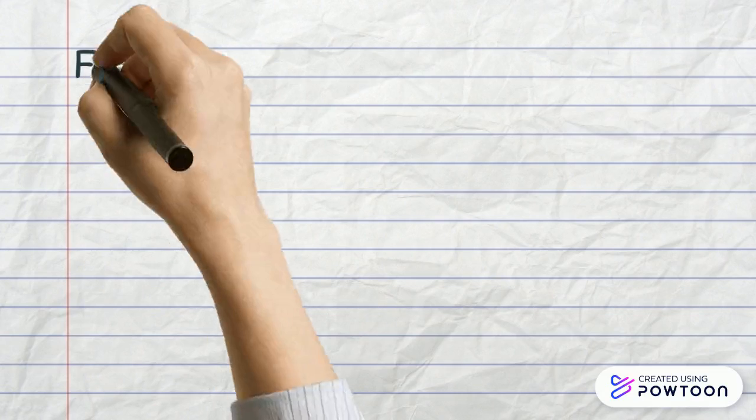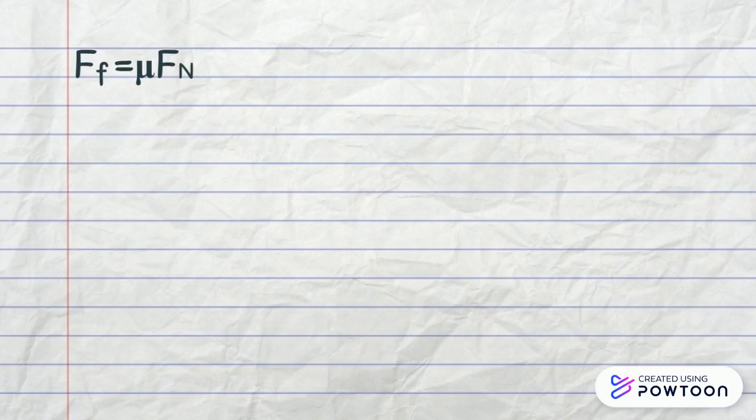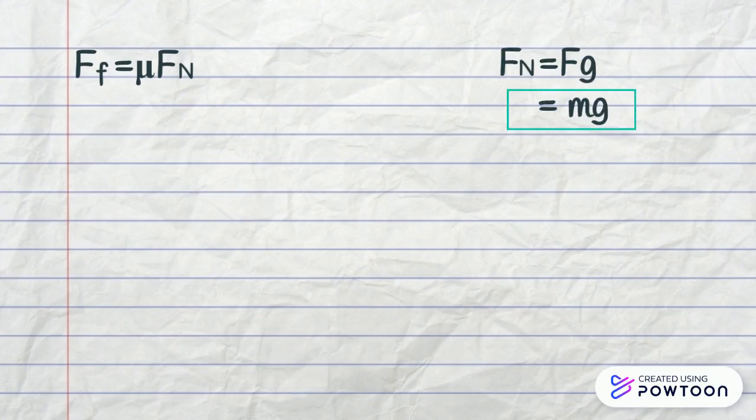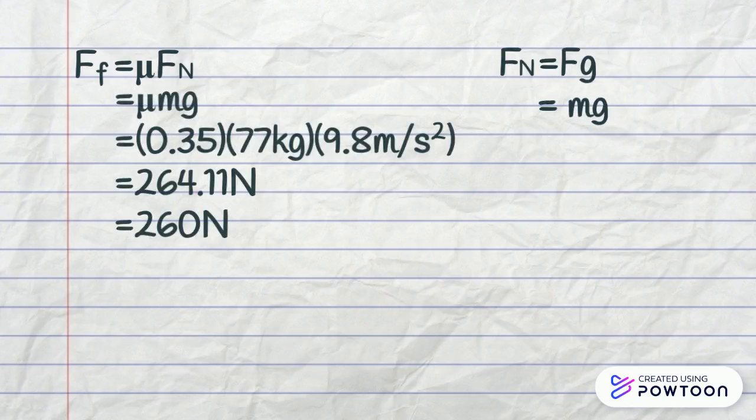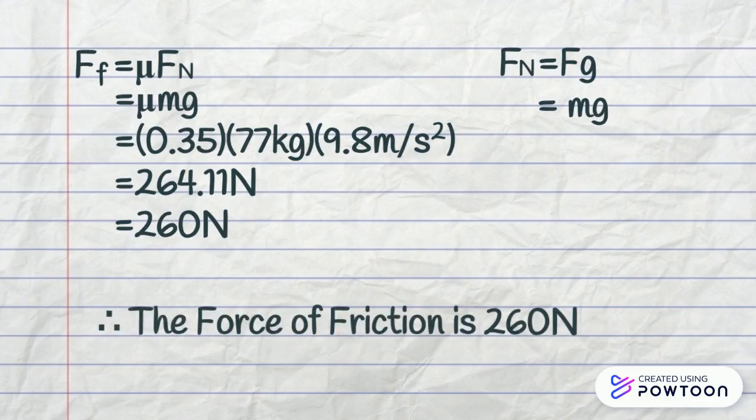To find the force of friction, we can use the force of friction formula, since we know what the coefficient of friction is. In addition, like I said before, the force normal equals the force of gravity, which also equals mass times gravity. Now that we have everything to find the force of friction, we can sub in the values and solve. Remember that the coefficient of friction has no units, which is why the answer will be in newtons. We should get an answer of 264.11, so therefore the force of friction is 260 newtons.